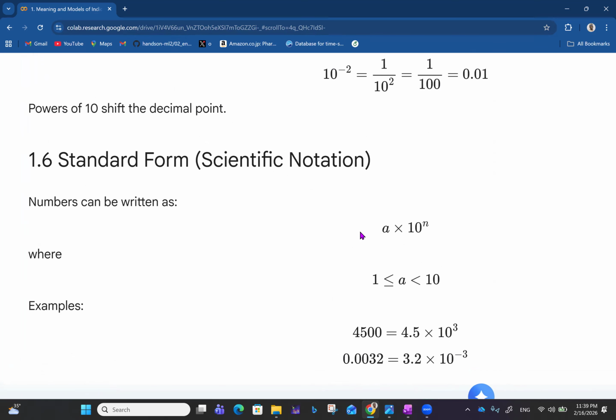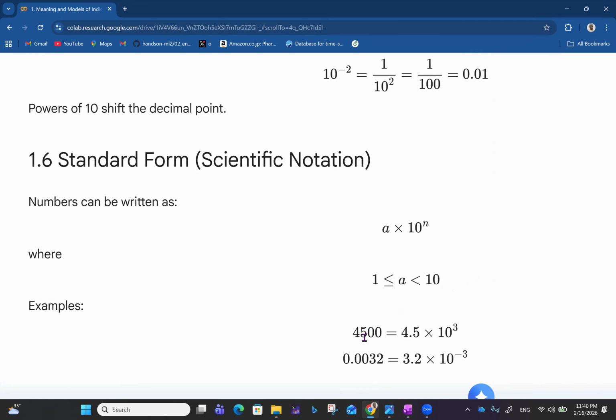Any number can be written as a times 10 raised to power n, where a lies between 1 and 10. A can start from 1, but it doesn't get to 10. So it can be anything from 1 to 9.999999, but never 10.